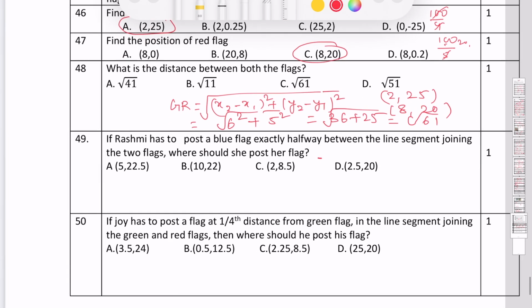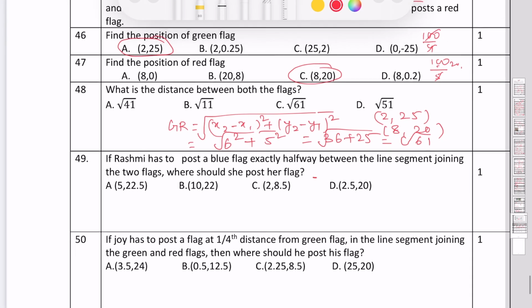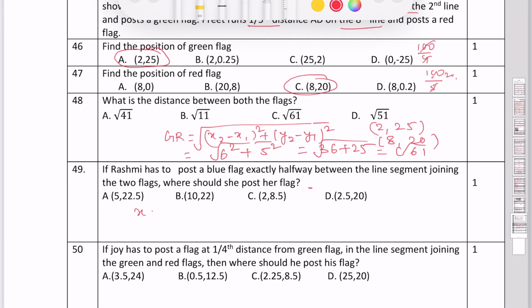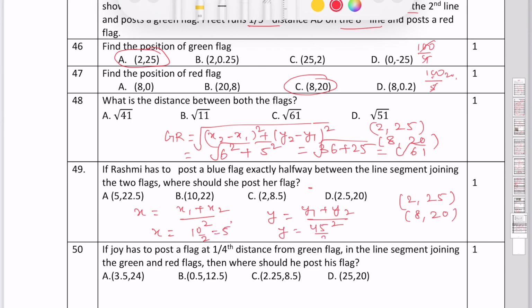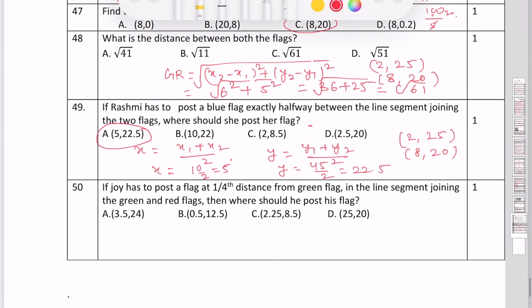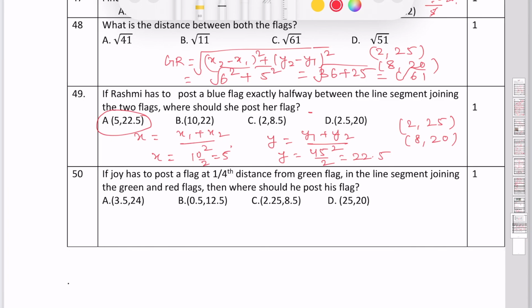Rashmi has to post a blue flag exactly halfway. Halfway means we know that if it is the midpoint, then x is x1 plus x2 by 2. Y is y1 plus y2 by 2. Again I am writing the coordinates, so it will be easy. So x will be 10 by 2, that is 5, and y will be 25 plus 20, 45 by 2, that is 22.5. This.